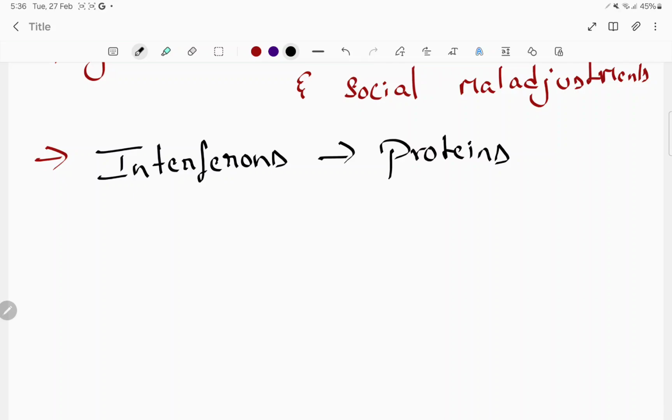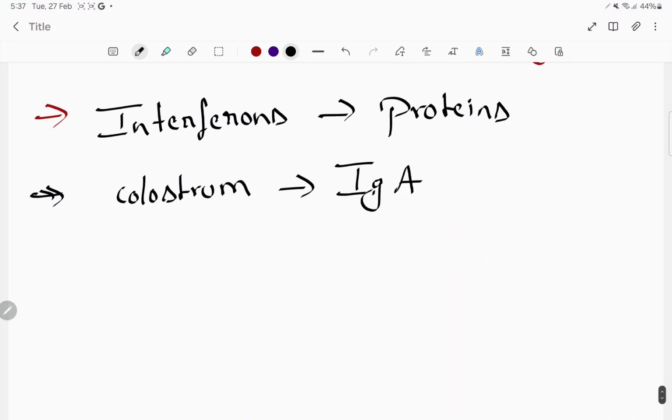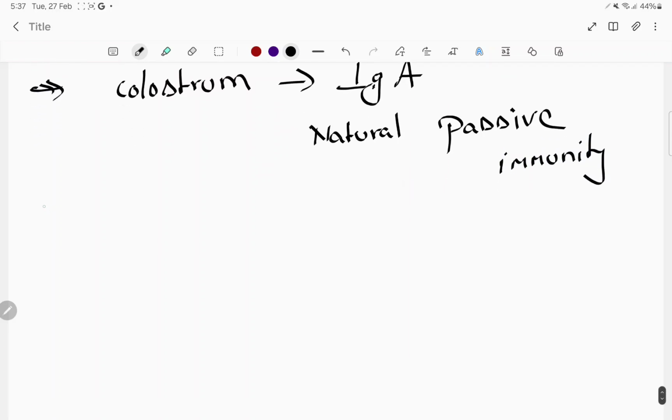What are the antibodies which will be produced in the colostrum from the mother milk, so that protects the baby from infections? IgA. Remember this IgA, and this is a kind of natural passive immunity.